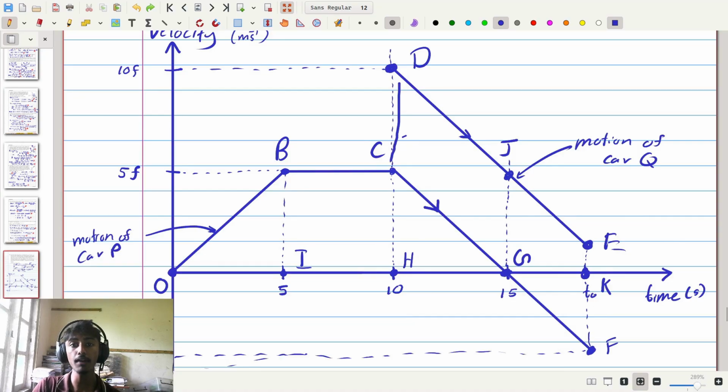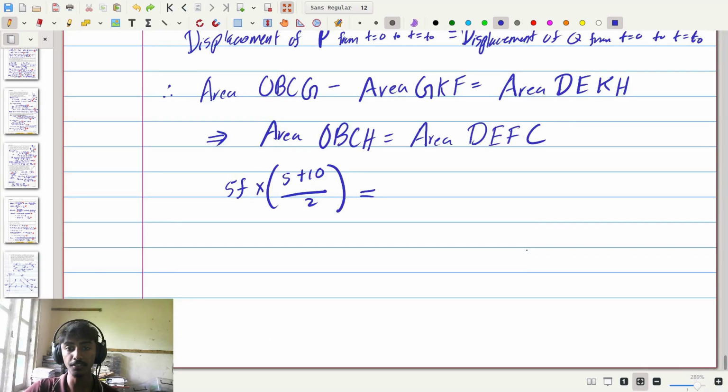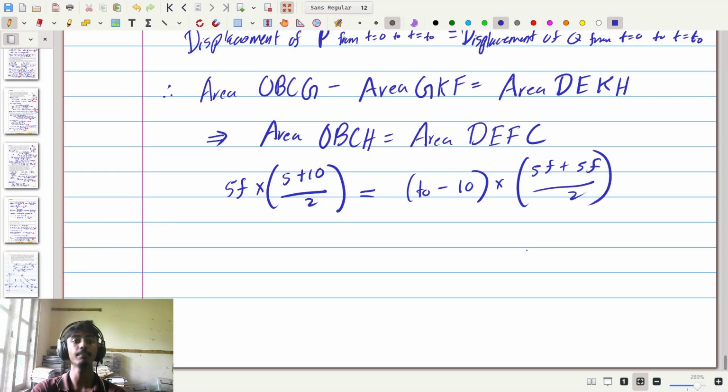So the area of this parallelogram, which we can write in terms of a trapezium, is equal to (5f plus 5f) divided by 2 times (t0 minus 10). So we can write (t0 minus 10) times (5f plus 5f) divided by 2, and that is our equation. Now into this equation, we can substitute the value of f and simplify down to get the value of t0.